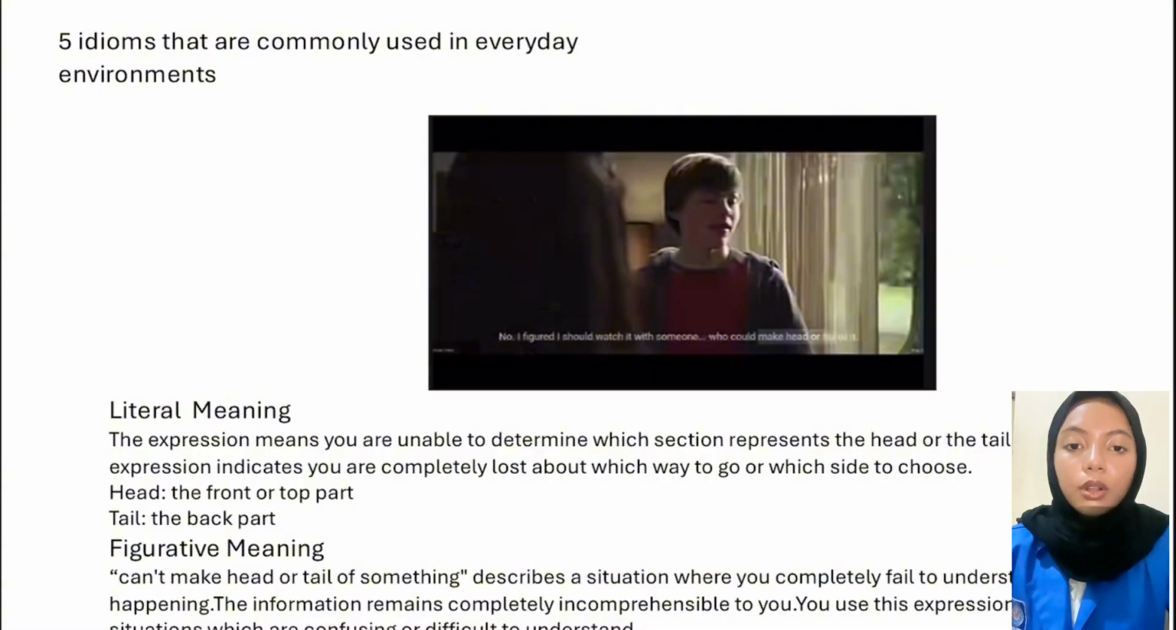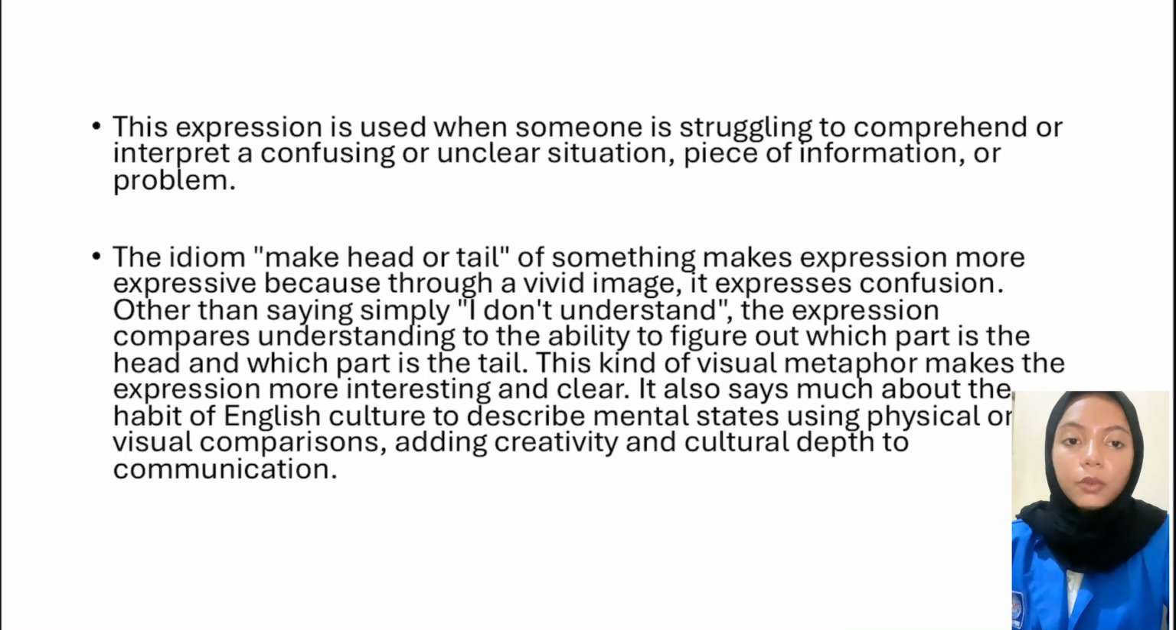Head is the front or top part and tail the back part. In figurative meaning, can't make head or tail of something describes a situation where you completely fail to understand what is happening. This expression is used when someone is struggling to comprehend or interpret a confusing or unclear situation, piece of information, or problem. The idiom makes the expression more expressive because through a vivid image it expresses confusion, rather than saying simply I don't understand. The expression compares understanding to the ability to figure out which part is the head and which part is the tail.